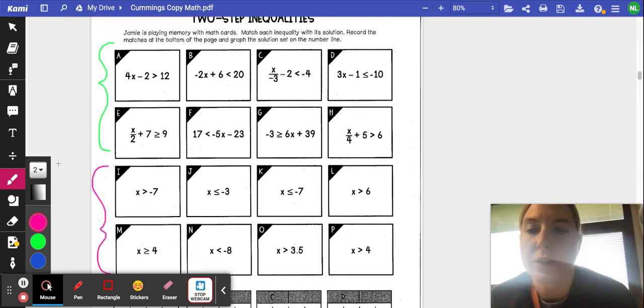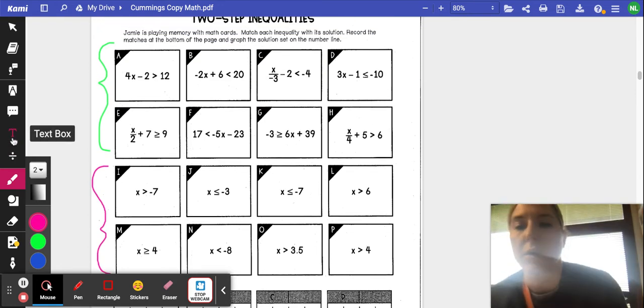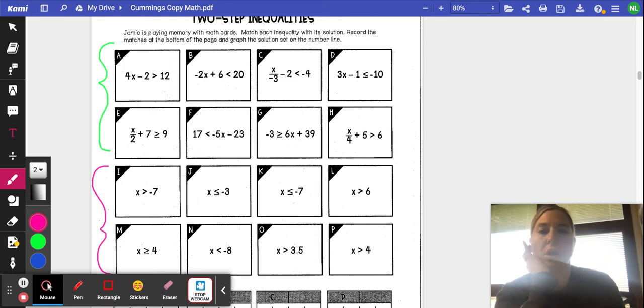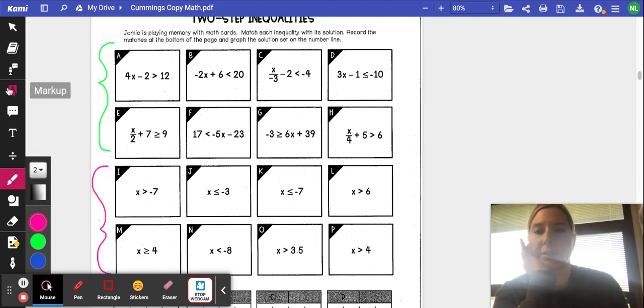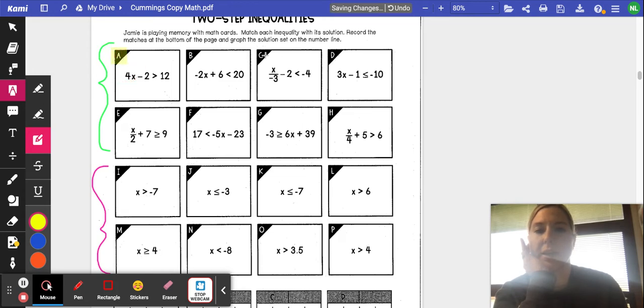So what we're going to do is solve. I'm going to help you with card A. I'm going to help you with cards C and G. Then I want you to do the rest on your own. So I will help you with A, C, and G.